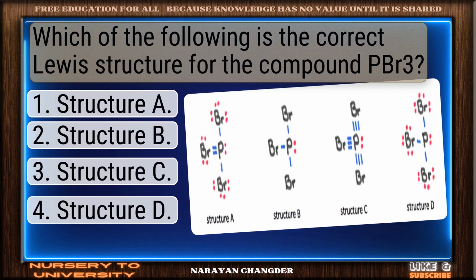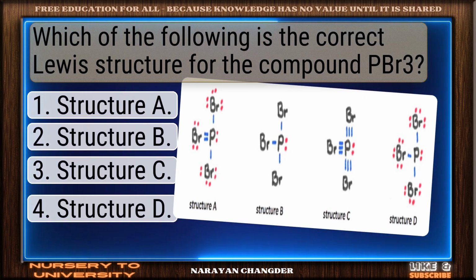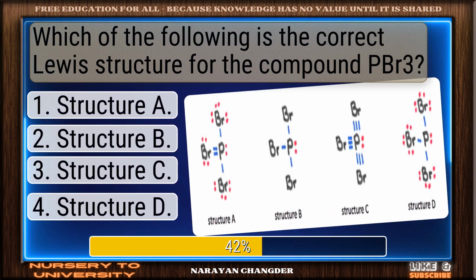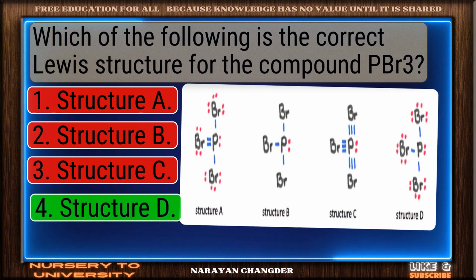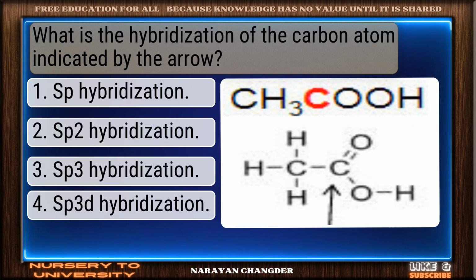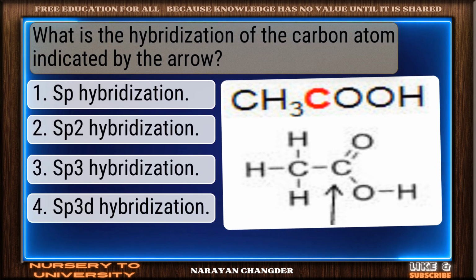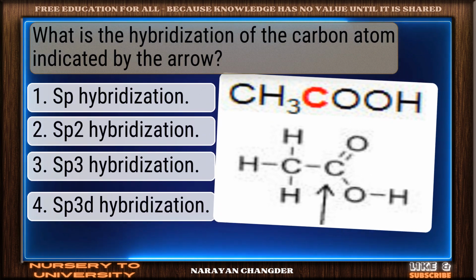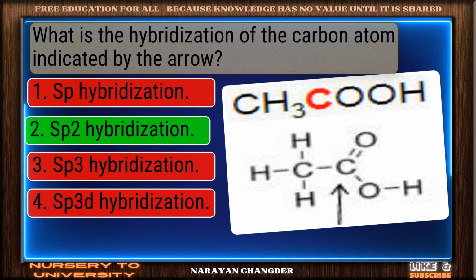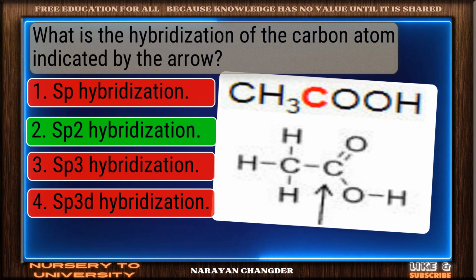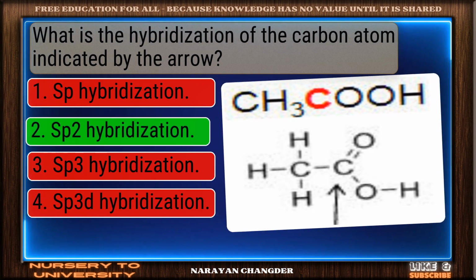Which of the following is the correct Lewis structure for the compound PI3? Well picked. Structure is the correct answer. What is the hybridization of the carbon atom indicated by the arrow? Smart move. sp2 hybridization is an accurate answer.